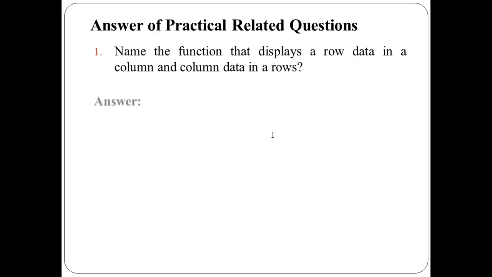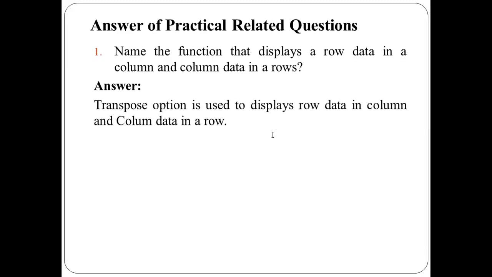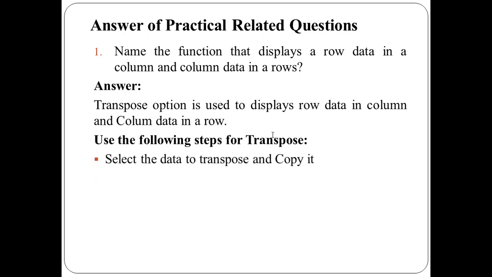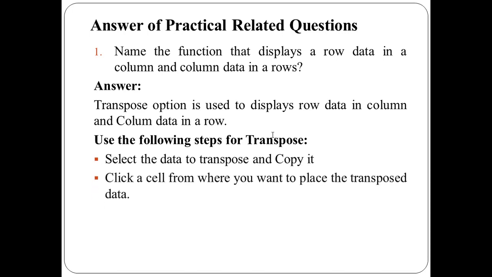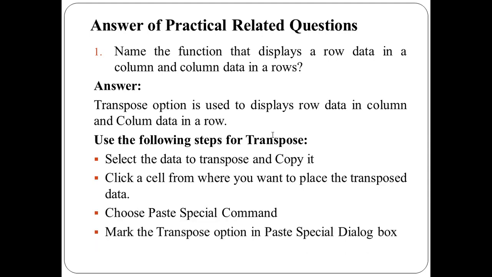The answer of first question is transpose option is used to display row data in column and column data in rows. To use the transpose function, you have to follow the following steps. First, select the data to transpose and copy it. Then click on cell from where you want to place the transpose data. Choose paste special command. Mark the transpose option in paste special dialog box. After that, you have to click on OK button to close the dialog box.